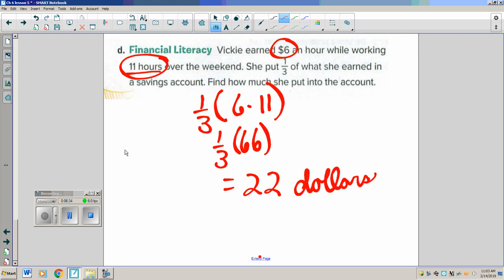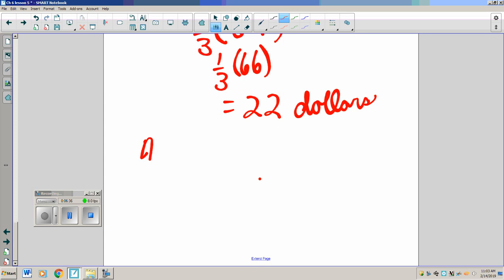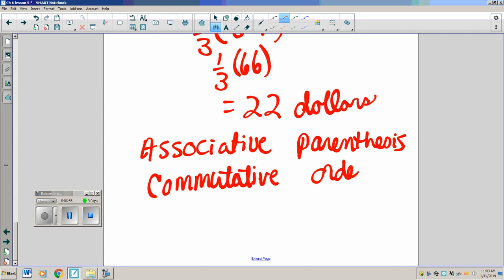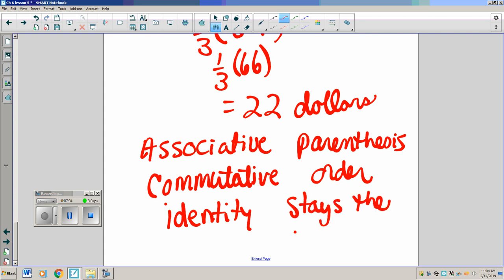So once again, your three properties: associative, parentheses move. Commutative is the order property. A community needs order. Might help you remember. An identity, number stays the same. Those are the properties for this lesson.